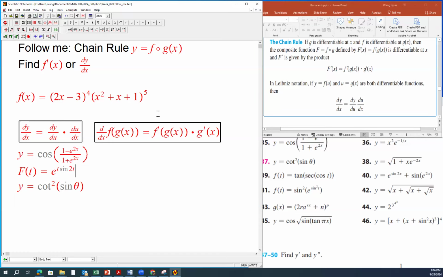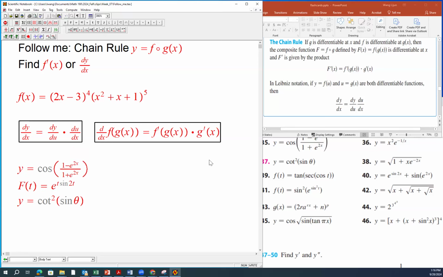All right, we know chain rule, right? Chain rule is when we have composite functions that we have a strategy, we have a formula to differentiate.